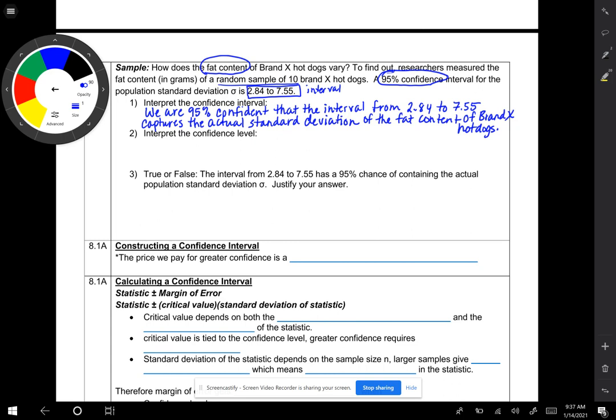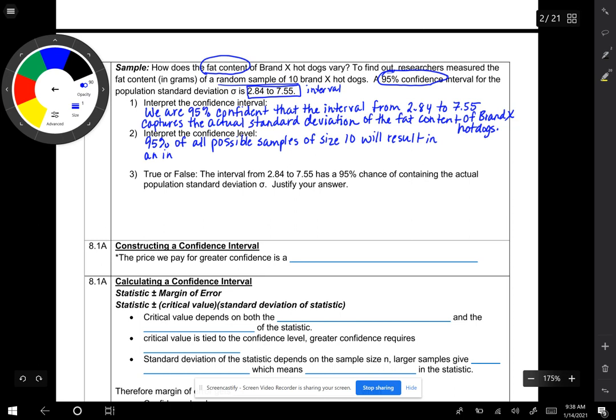Interpret the confidence level. 95% of all possible samples of size 10, because that was our sample size, will result in an interval that captures the actual standard deviation. And you will have more that you can do on your assignment.